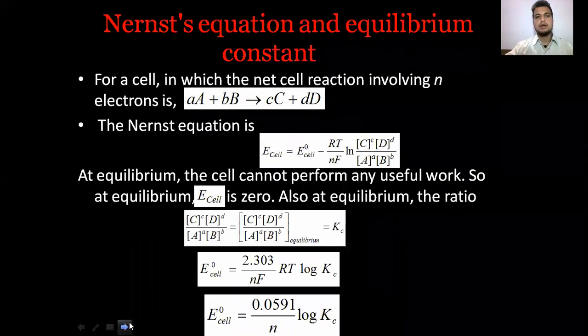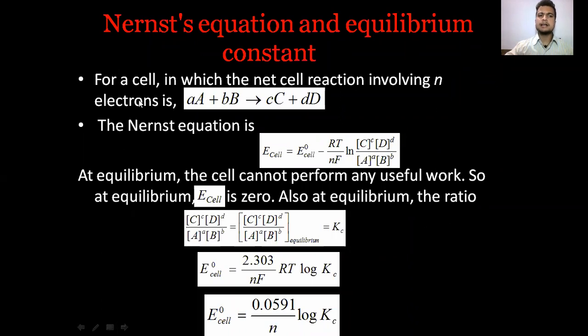Okay. Now, the Nernst equation can be related to the equilibrium constant also. So let us take the same reaction again. For a cell having a net cell reaction of this type, aA plus bB gives you cC plus dD, how can we write the Nernst equation? E cell will be equal to E naught cell minus RT by nF, then ln or log of [C]^c [D]^d over [A]^a [B]^b. That is the Nernst equation which we have learned.